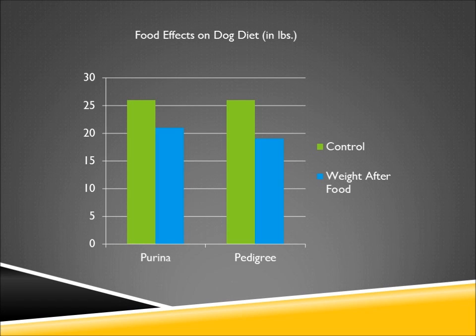And then down where it goes for puree and the pedigree, you should put food type. And then at the very top, food effects on dog diet in pounds. I could have added that, but it just kind of slipped my mind. I wish I had a little pointer so I could show you, but I think you know. So wait after food, y-axis, type of food, x-axis.